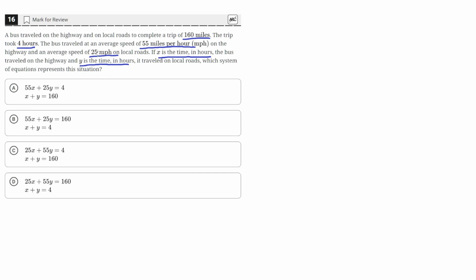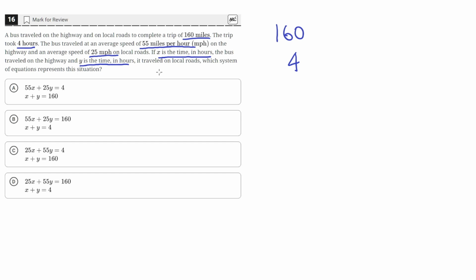So we're given this situation where the bus is traveling on highways and on local roads, and the total miles it traveled is 160. And this trip took a total of 4 hours. And on the highways, the bus traveled at an average speed of 55 miles per hour, and on local roads it traveled at an average speed of 25 miles per hour. So we're given that x is the time in hours the bus traveled on the highway, and y is the time in hours it traveled on local roads. And then it asks us for which system of equations represents this situation.